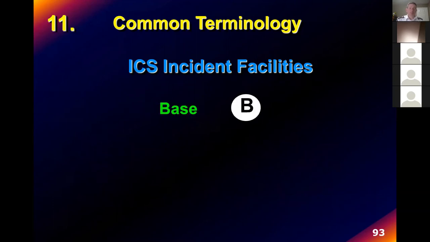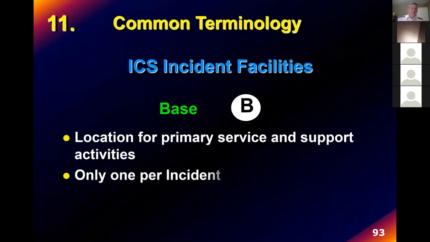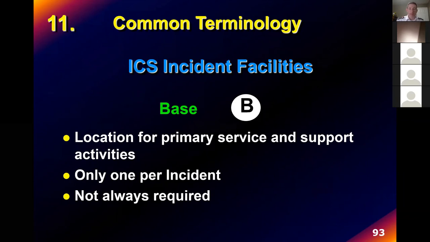If you see a B with a circle, what you're looking at there is a base. A base is a location for primary service and support activities. Typically you only have one per incident, and it's not always going to be required. Logistics might be located at the base. Any out of service equipment and personnel that are there to support the operations might be at the base. Again, it's going to be designated by the incident name, so call it Scotch Creek Base or however you want to call it.